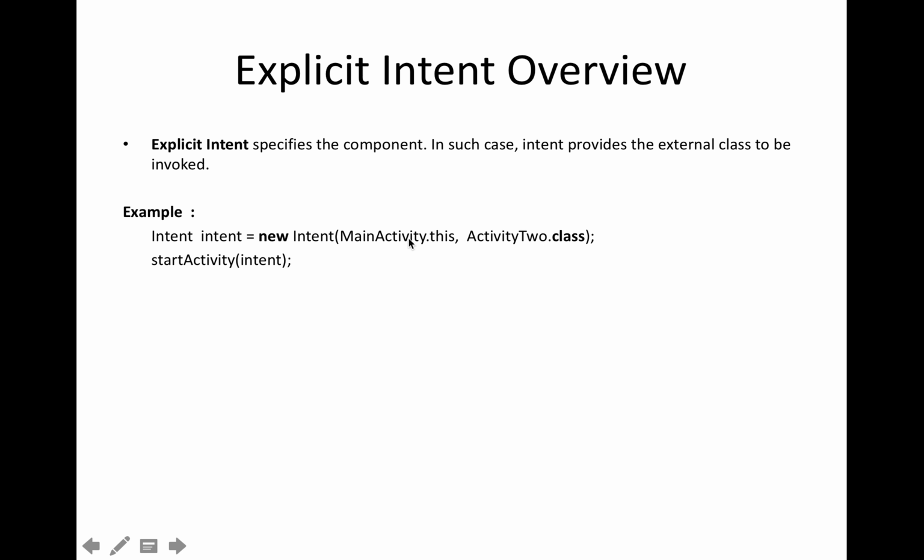The first parameter is the main class, this application context, and the second is where we want to go. We want to go to the second activity, or Activity2.class. Then startActivity, the parameter is intent. So explicit intent is called for an internal component; an internal class is called by explicit intent.